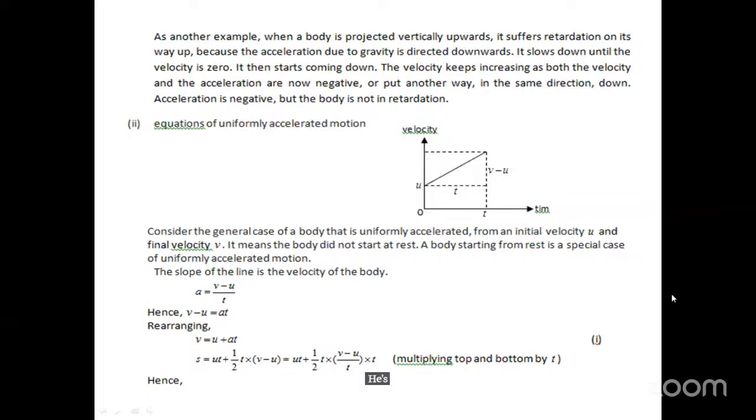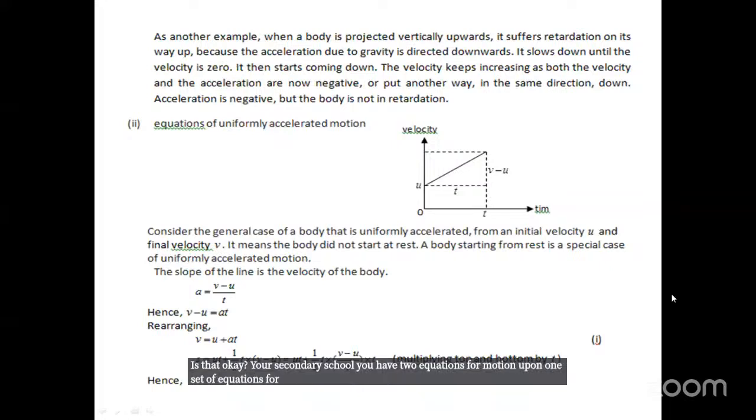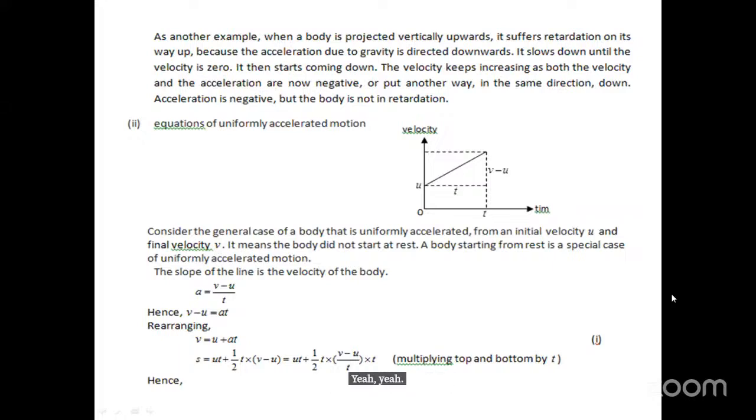Under motion under gravity now, you have to disconnect from what you were taught in your various secondary schools. Do you understand? That's what I tried to explain in the last paragraph. In your secondary school, you have one set of equations for motion up and another set for motion down, right? Yes, sir. In this case, you are going to have only one set of equations that will satisfy both motion up and motion down because your acceleration is pointing down at all times.